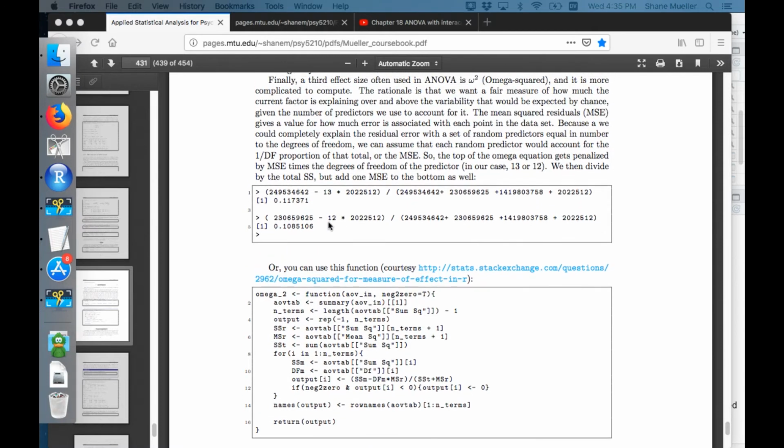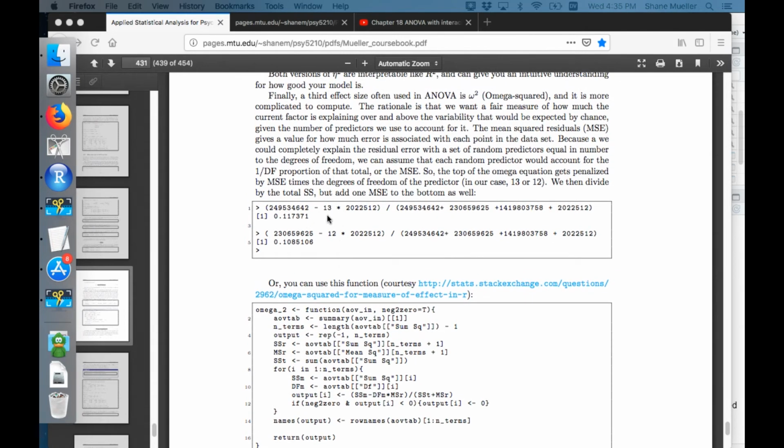But here, this is sort of adjusted by the fact that we have a lot of different levels of predictors. So here in this target and this foil, we had 13 different levels of targets and 12 different levels of foils. And so this sort of tries to punish you for having too many things you're predicting. This formula is called omega squared.